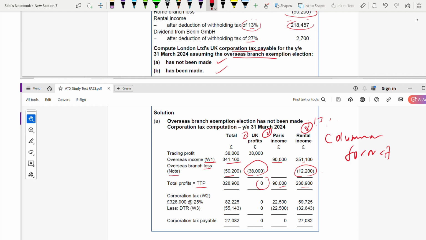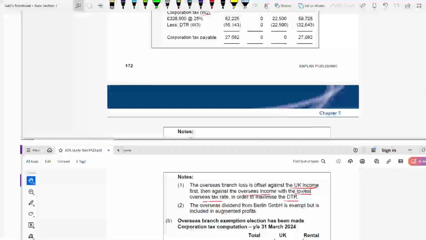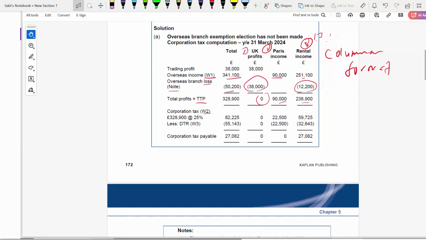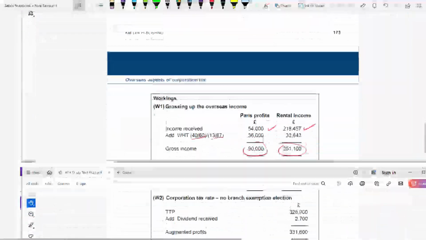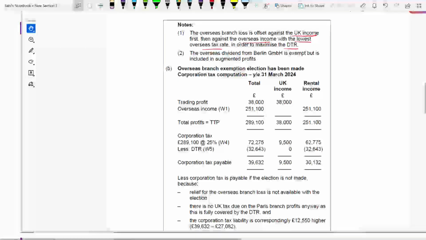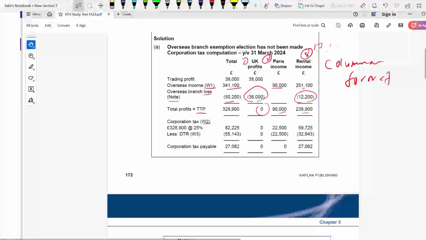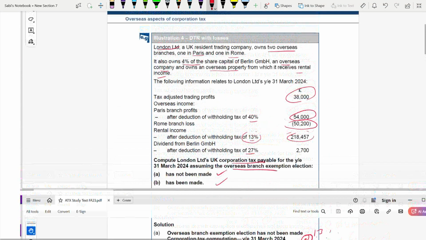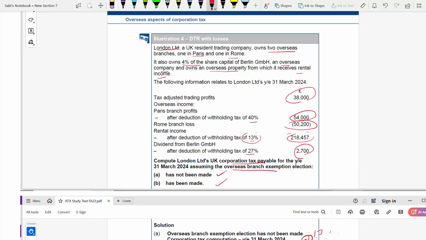Now the corporation tax, there is another working to it. Why? To decide their rates. So now let us go to working 2. Here no branch exemption. When there is no branch exemption, you take the TTP 328,900. Which one are you taking? This. Take this. Okay, and you have received a dividend of 2,700.